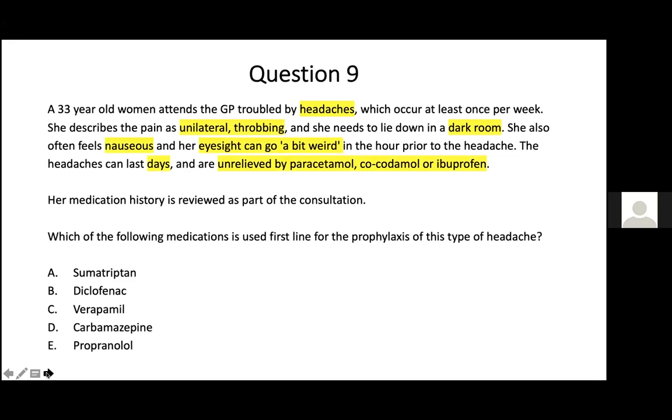So migraine is typically headache, presence of aura, so visual or sensory disturbance, and diagnosis is based on having at least 5 headaches lasting 4 to 72 hours. And quite often people have nausea, quite often people have their eyesight going a bit weird, photophobia. And quite often these are unrelieved by simple analgesia. So that kind of fits the history there. She's having headaches that can last days. She's having sickness.